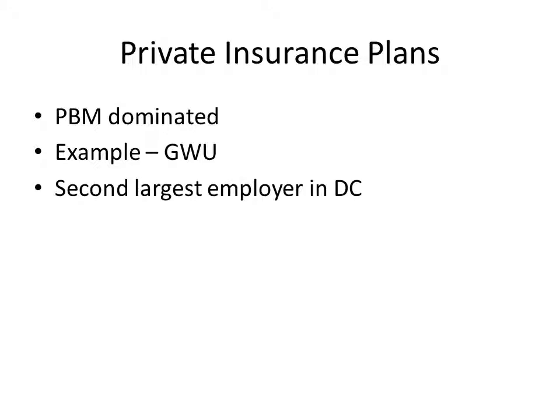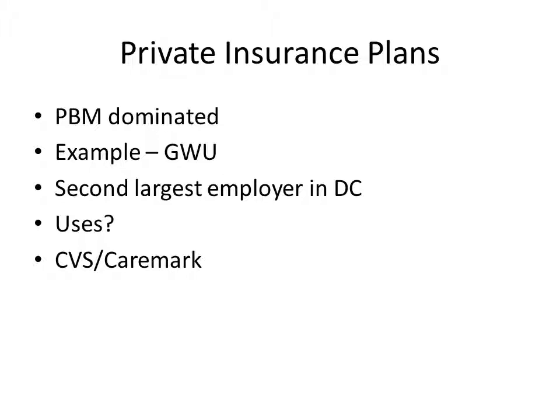So PBM dominated. An example is GWU. George Washington University is the second largest employer in DC, but we only have one option for our PBM. And what do we use? We use CVS Caremark. So CVS is around the corner from GW. It's easy for anybody here to go access them. They're around the corner from just about everything else in this area. So there are CVSs all over the place. And so you can easily access your drugs if you have this CVS plan. So it makes sense to have this in the DC metro area.